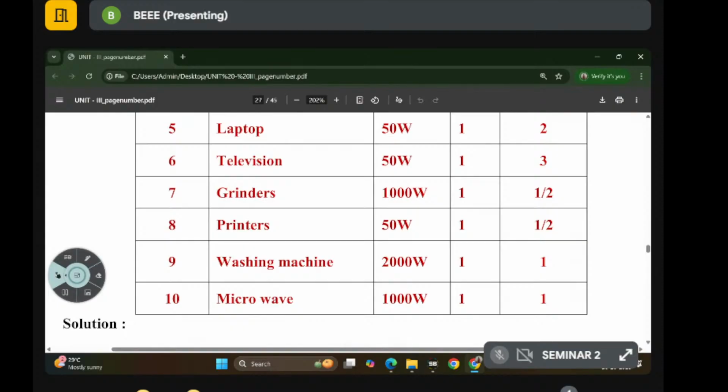Watt by 1000 into hours. Total watts you will get now. Watt by 1000 into hours. This you will get, 60 means 600. 600 by 1000 into 5. Do it by calculator, by phone.